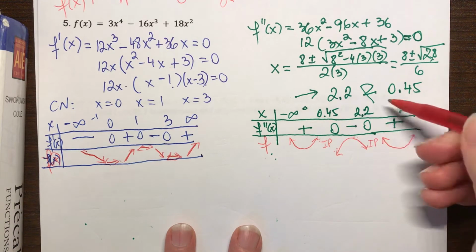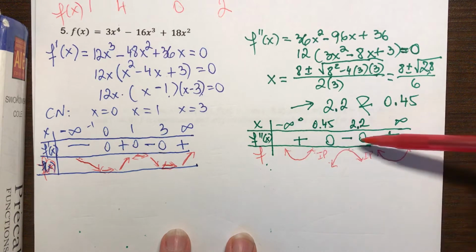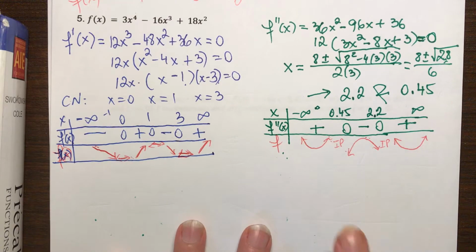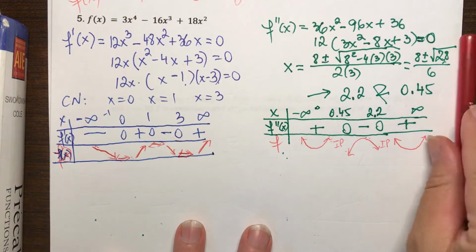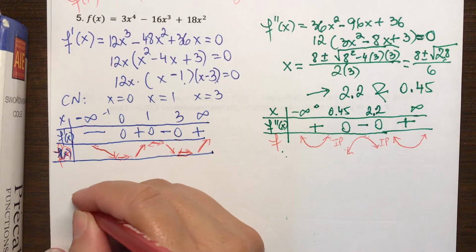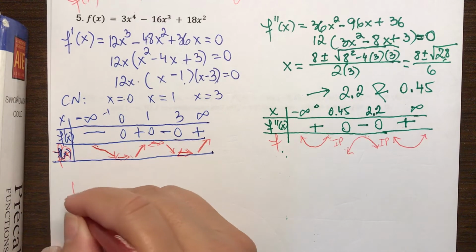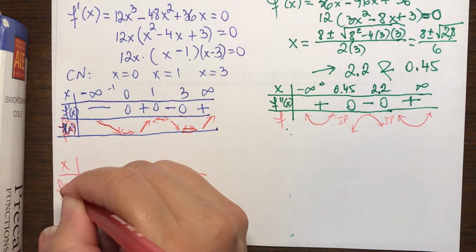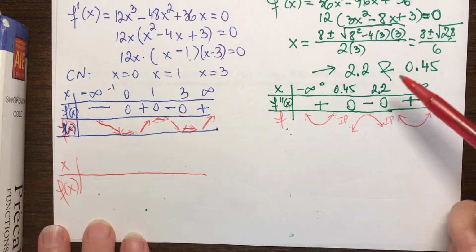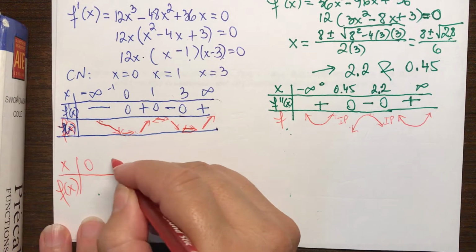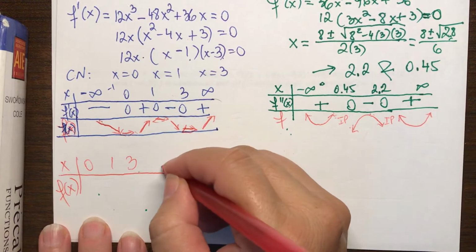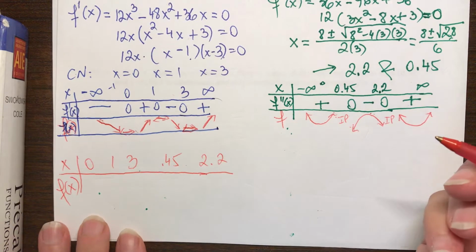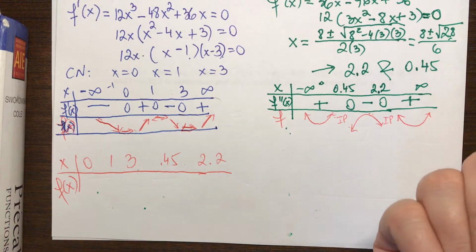Why? Because the second derivative changes signs left and right of it. Okay. So what else do I have to do? I have to make a table of values, right? For this function. So I'm going to go down here again and make a table of values with my very many important points. What important points do I have? 0, 1, 3. Then on top of that, 0.45 and 2.2. So quite a lot of points of interest in here.